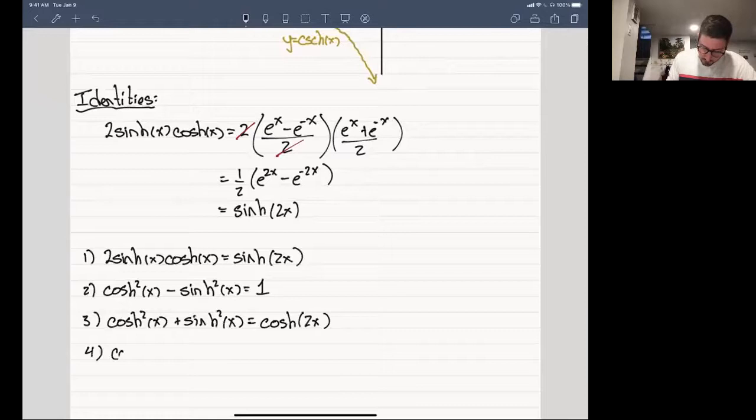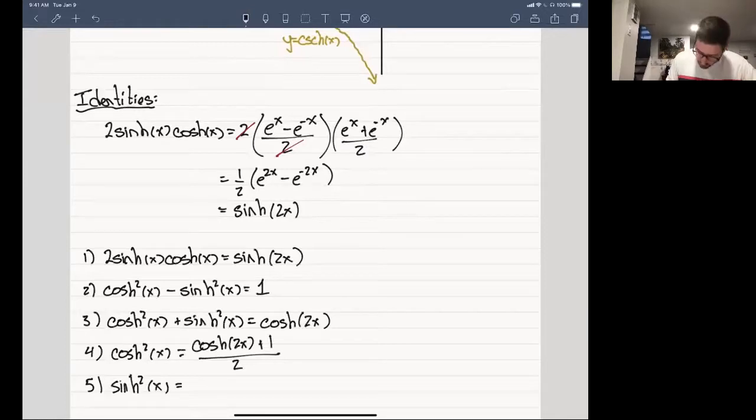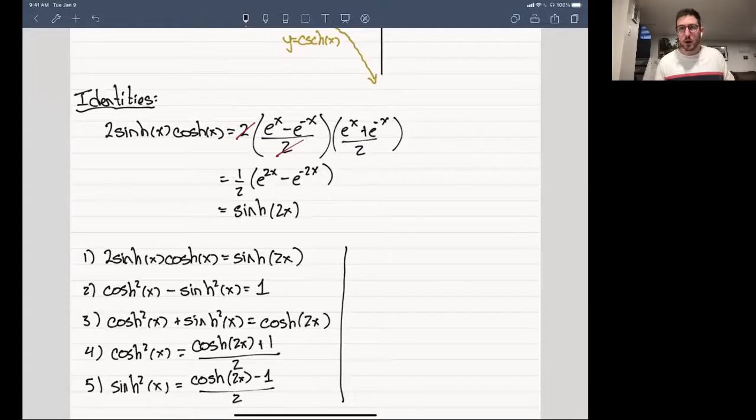Similarly, we can get rid of squares. So if I have cosh squared, this is the same as cosh of 2x plus 1, all divided by 2. Similarly, if I take sinh and I square it, this gives me cosh of 2x minus 1, divided by 2. Again, I highly recommend trying to prove these on your own and seeing where they come from.